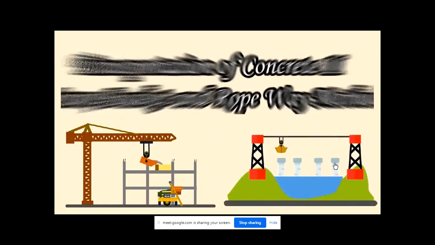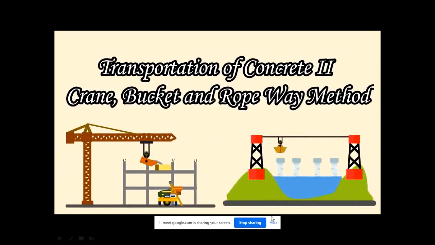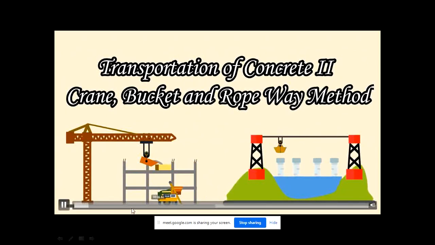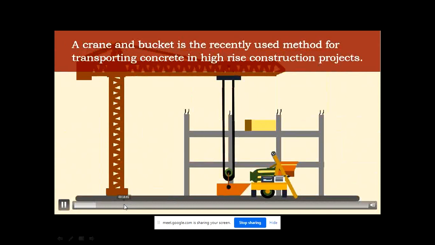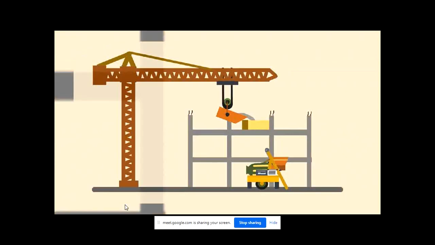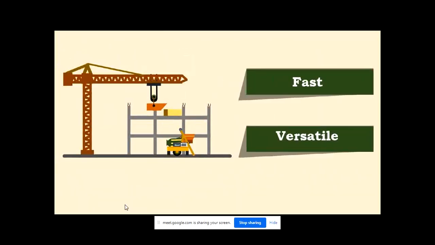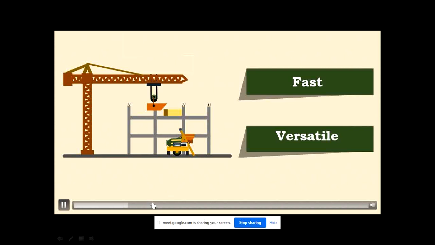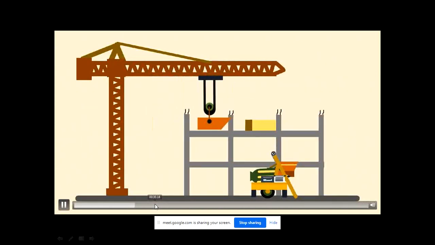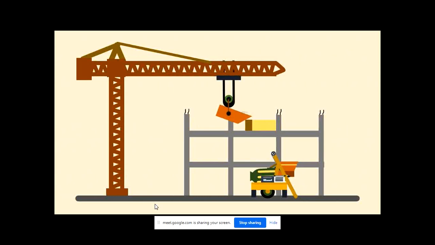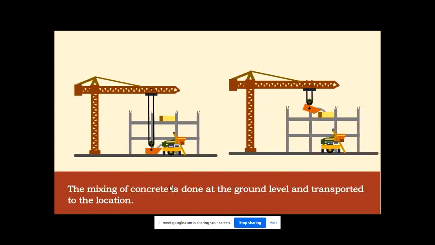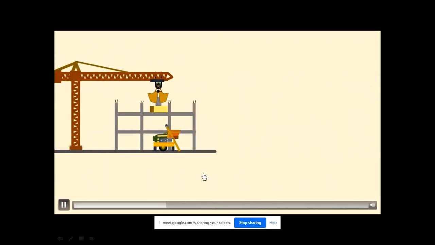I have a small video. Transportation of concrete Part 2. Crane, bucket and ropeway method. A crane and bucket is the recently used method for transporting concrete in high-rise construction projects. This method is being adopted widely as cranes are fast and versatile to move concrete horizontally as well as vertically and allow placing the concrete at the exact location. The mixing of concrete is done at the ground level and transported to the location via skips or buckets attached to the cranes.